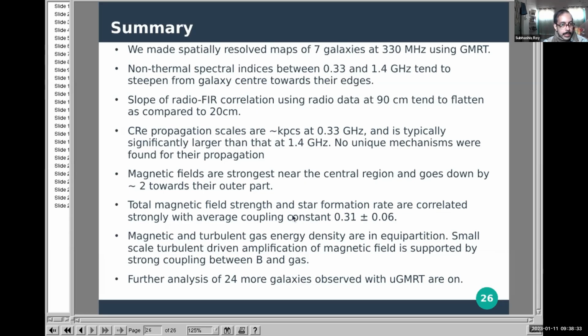The star formation rate surface density and magnetic field are correlated with a coupling constant of 0.01 plus minus 0.0. The magnetic and turbulent energy densities appear to be in equipartition, indicating small-scale turbulent dynamo amplification of the magnetic field. So yeah, with this I will finish.